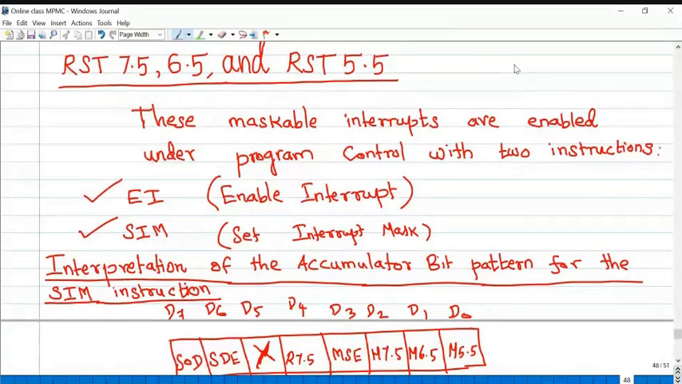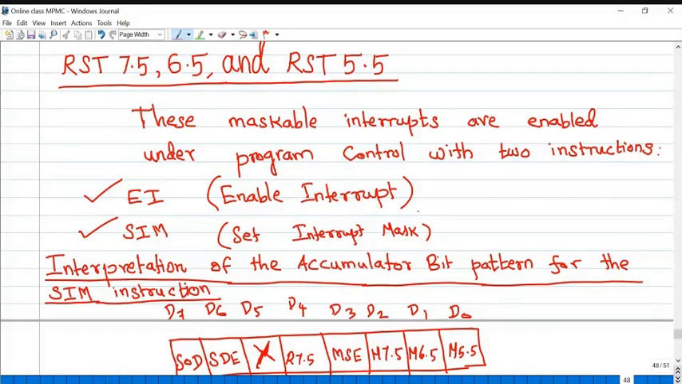Now, the instruction set: enable interrupt. Enable interrupt is a 1 byte instruction which enables all the interrupt structure: RST 7.5, 6.5, 5.5, INTR. TRAP is non-maskable. It is always enabled.